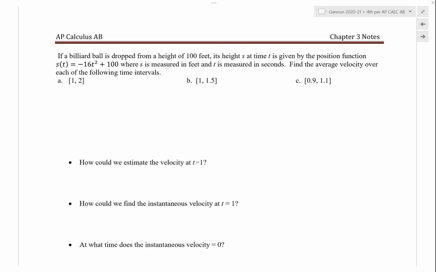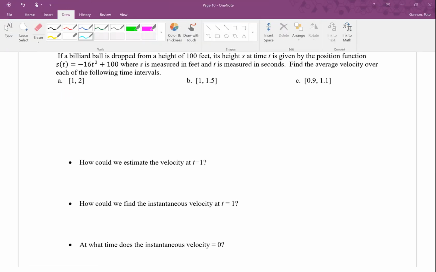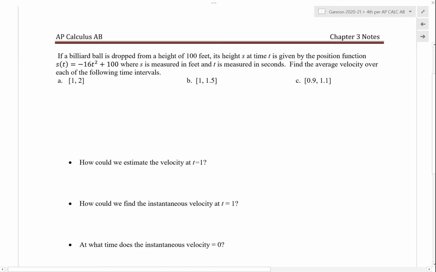So what you want to remember here is average velocity is slope. So basically, we're trying to find the slope of this function. So we're going to do s of 2 minus s of 1 over 2 minus 1. That's our y2 minus y1.